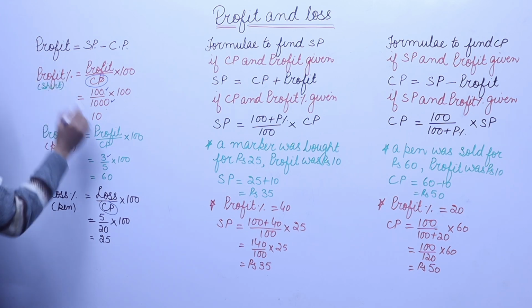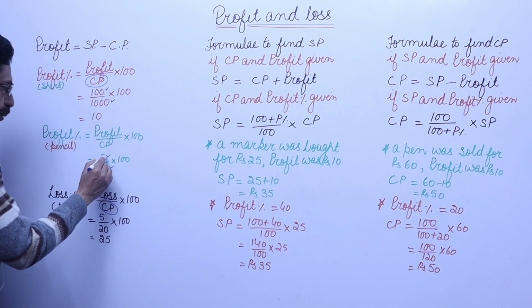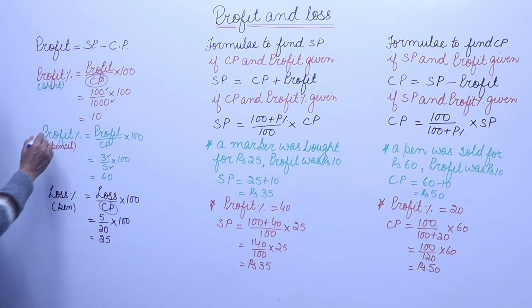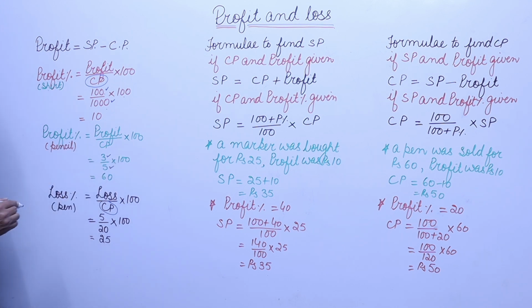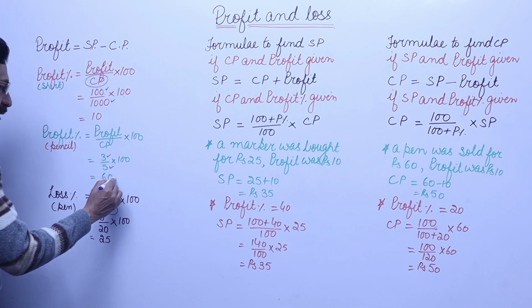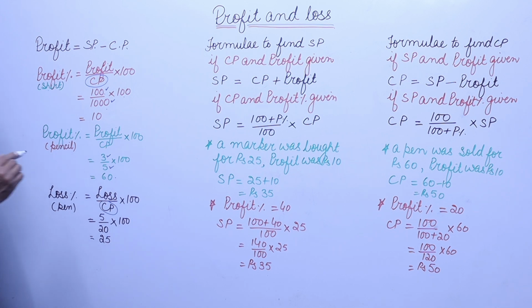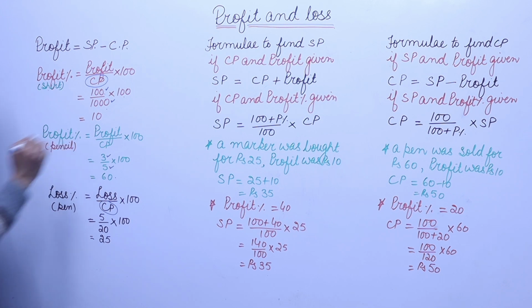So profit percent is equal to 10. In case of pencil, pencil was bought for rupees 5 and profit was rupees 3. So profit percent is 3 by 5 into 100, that is 60. We see profit percent in case of pencil is much greater than profit percent in case of shirt. But in terms of rupees, profit in case of shirt is more than profit in case of pencil.